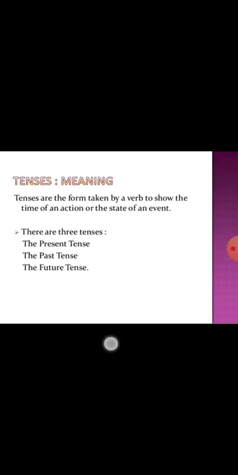So let's start tenses. What are tenses? What is the meaning of tense? Tenses are the form taken by a verb to show the time of an action or the state of an event. As I told you, these are the forms of a verb which tell you about the time of action, that when the action has been performed, either today, yesterday, or tomorrow. So there are three types of tenses: present tense, past tense, and future tense.